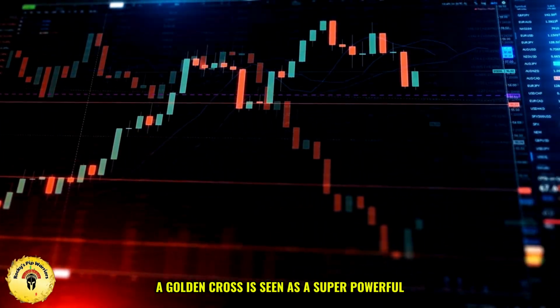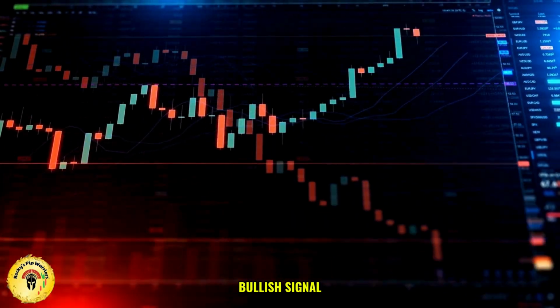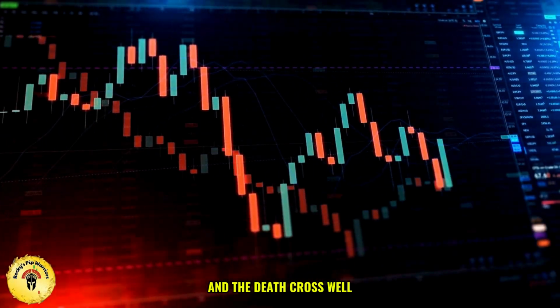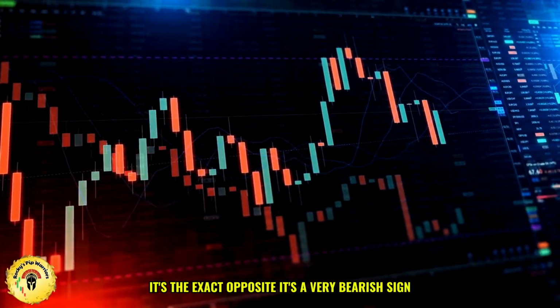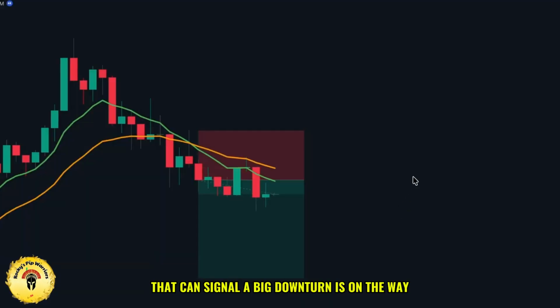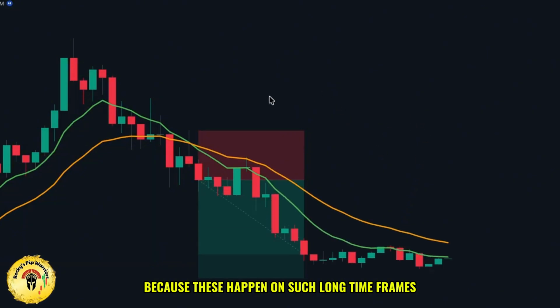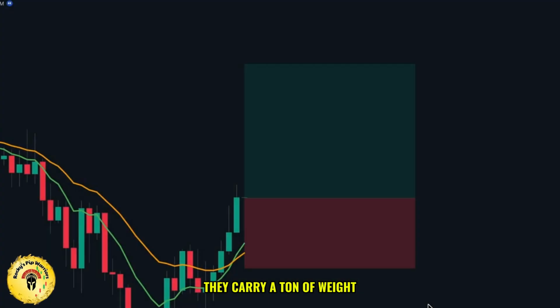A golden cross is seen as a super powerful bullish signal, often hinting at the start of a major bull market. And the death cross, well, it's the exact opposite. It's a very bearish sign that can signal a big downturn is on the way. Because these happen on such long time frames, they carry a ton of weight.